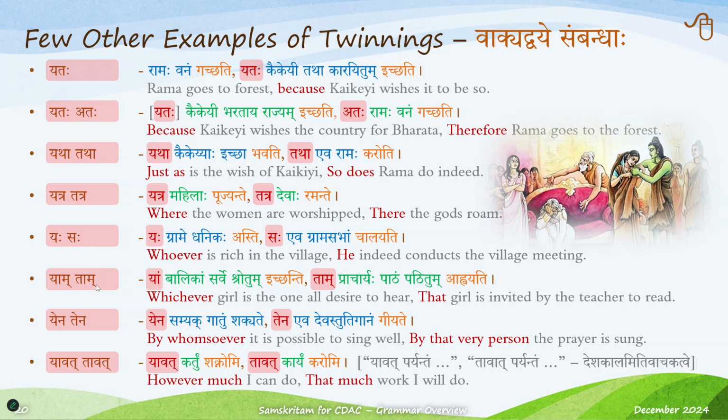Yam tam, so this is dvitiya vibhakti pairing. That was pratama vibhakti pairing. Dvitiya vibhakti: yam balikam sarve shrotum ichanti tam pracharya patam patitum ahvayati. That very girl whom everybody desires to hear is invited to read the lesson by the teacher, something like that. Then a tritiya vibhakti example, yena tena: yena samyak gatum shakyate tena eva devastuti ganam giyate. By whomsoever it is possible to sing, by that very person the singing of the prayer is done, something like that.